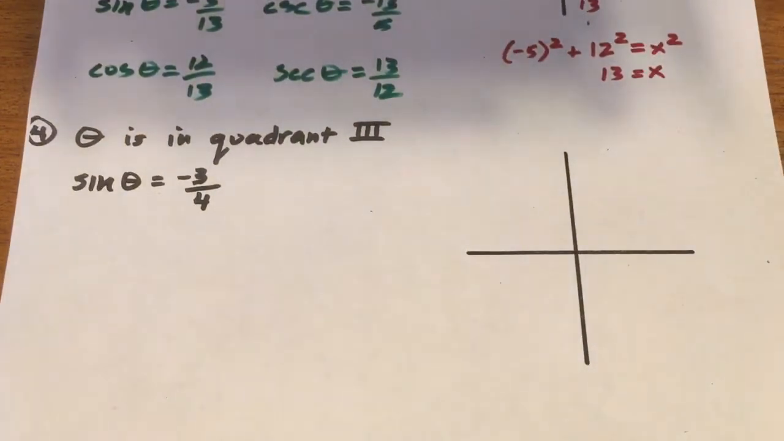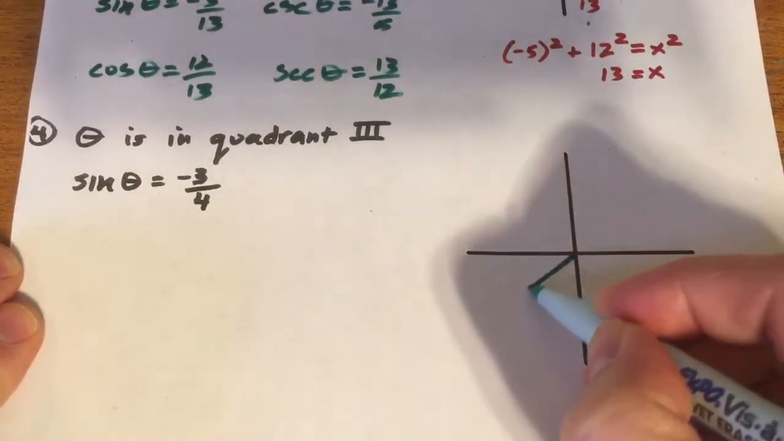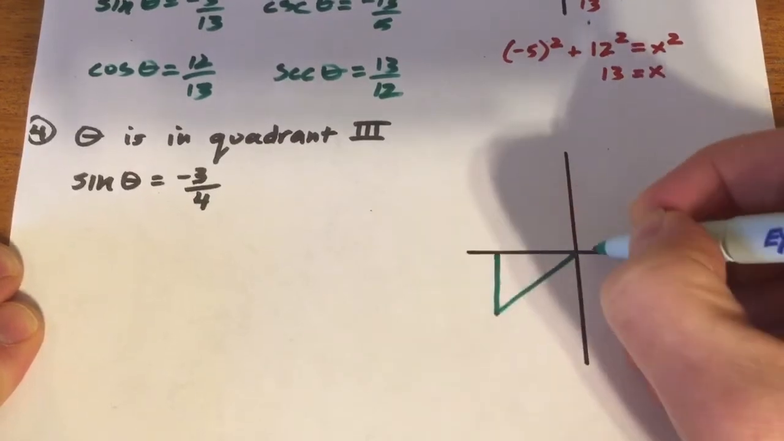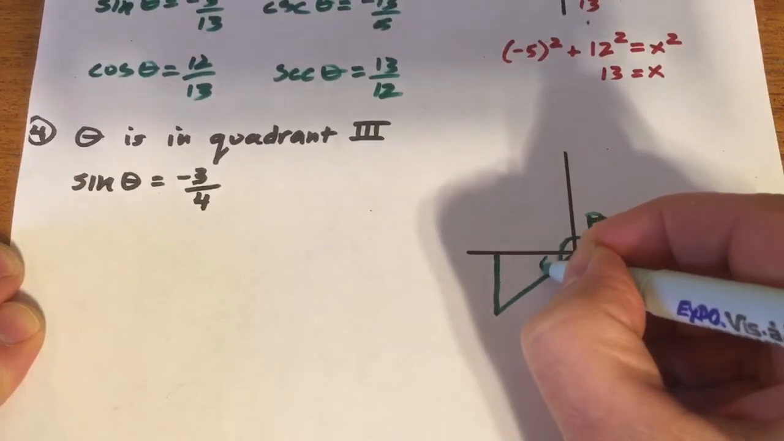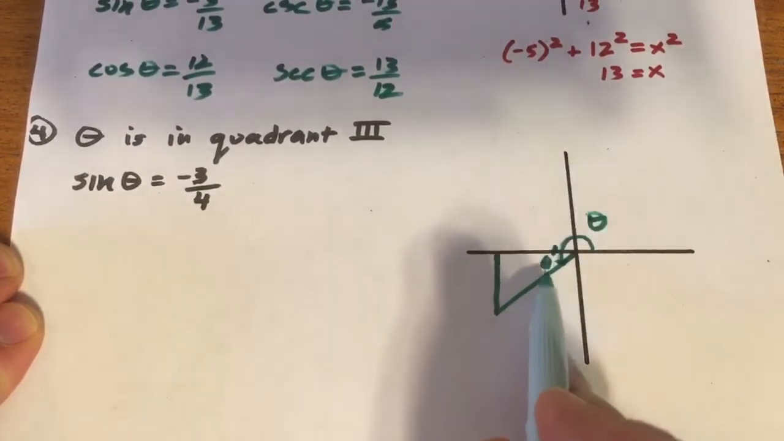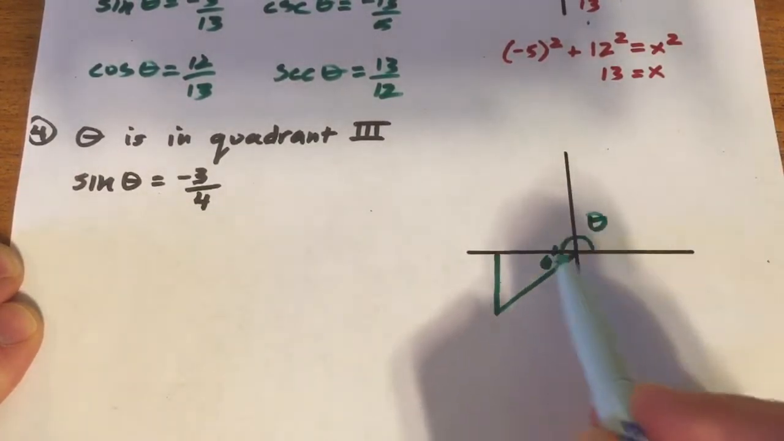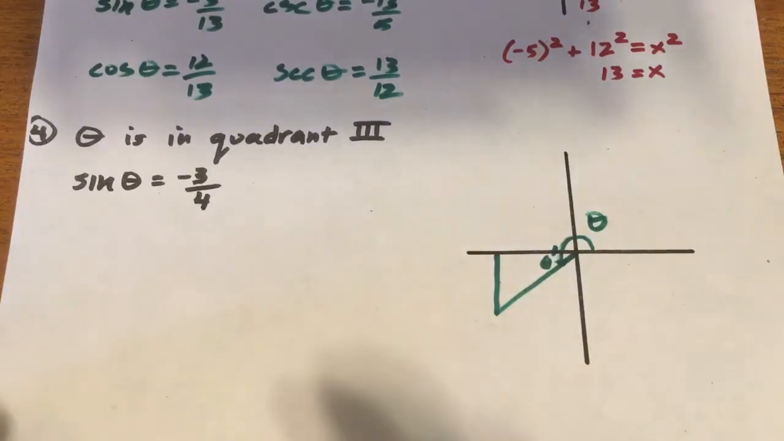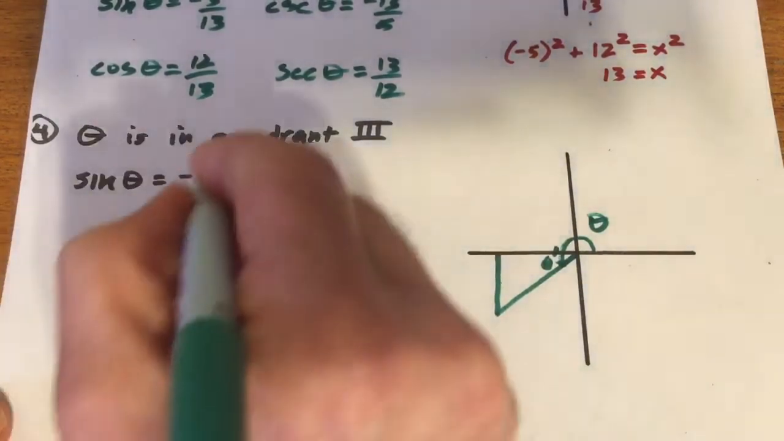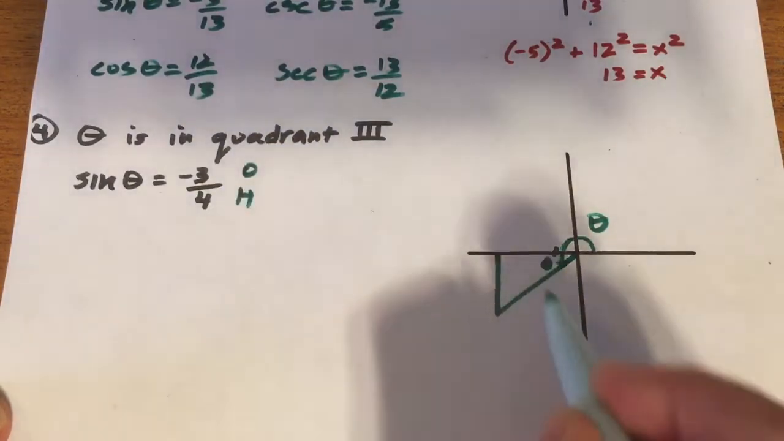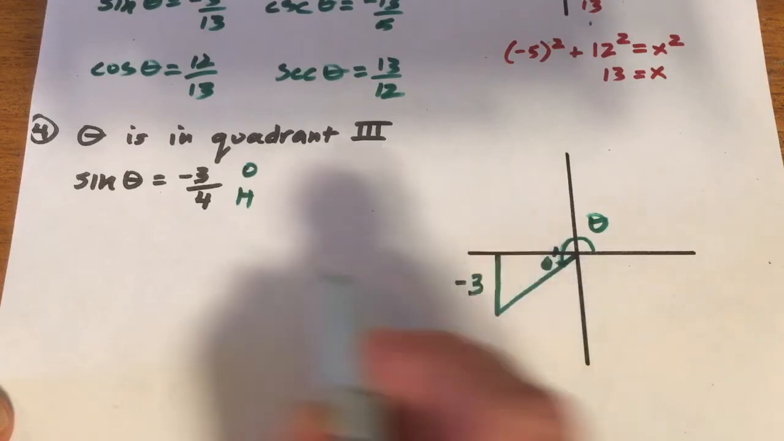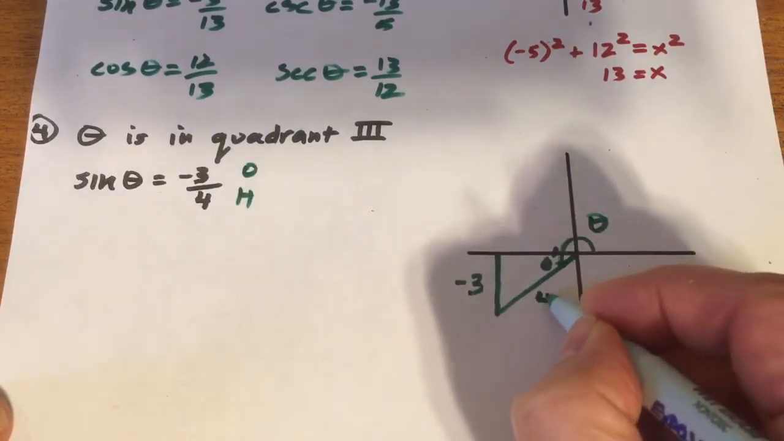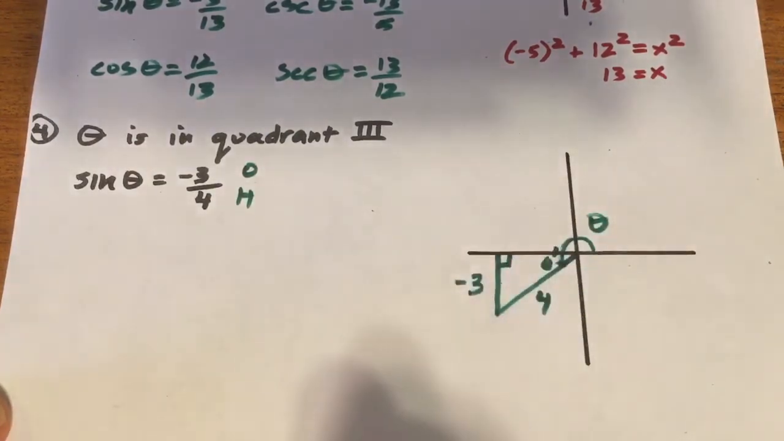So we have theta in quadrant number 3 this time. Let's go ahead and draw a reference triangle in quadrant 3. Here is our angle theta. And we use theta prime, that reference angle there, for theta to figure out our trig values. As we look here at sine, so we know this is going to be opposite over hypotenuse. Opposite is going to be negative 3. Hypotenuse is going to be 4, and be careful on this.